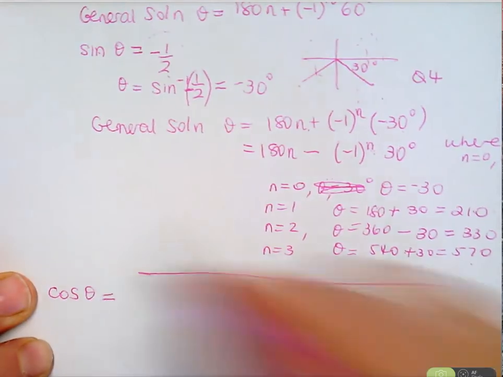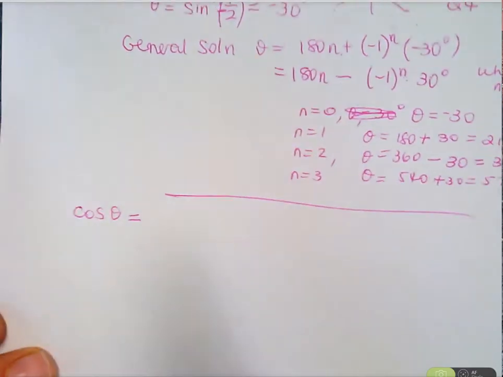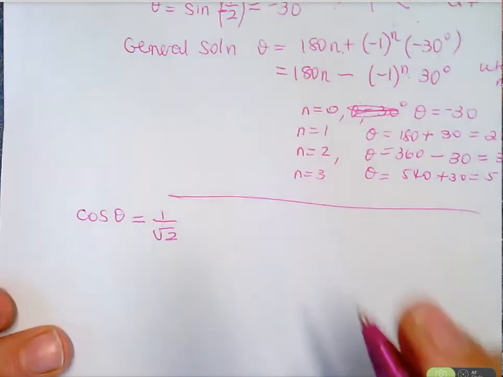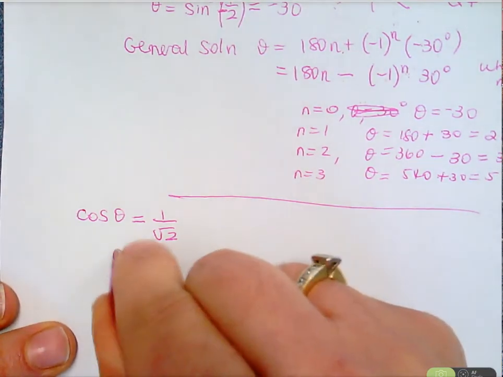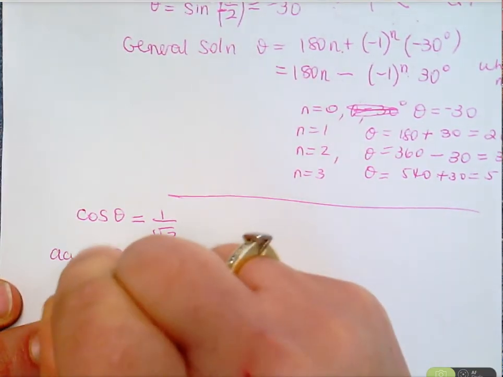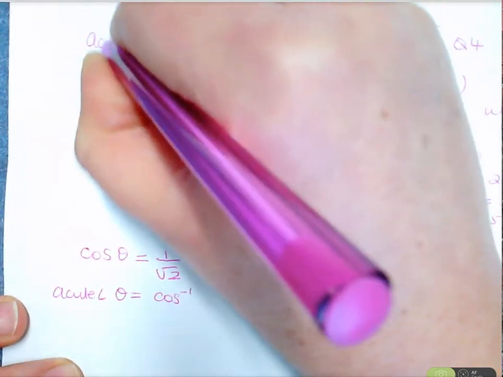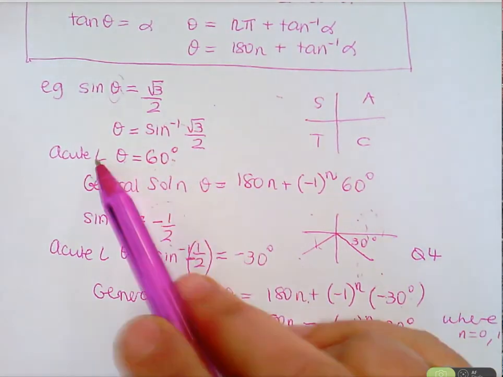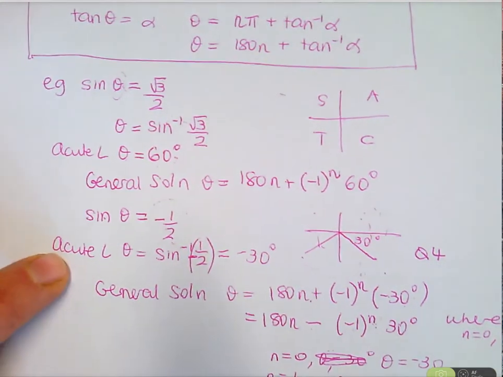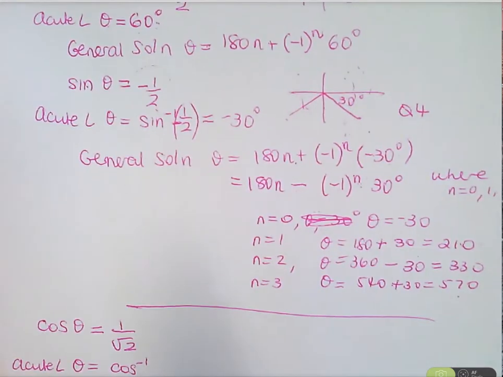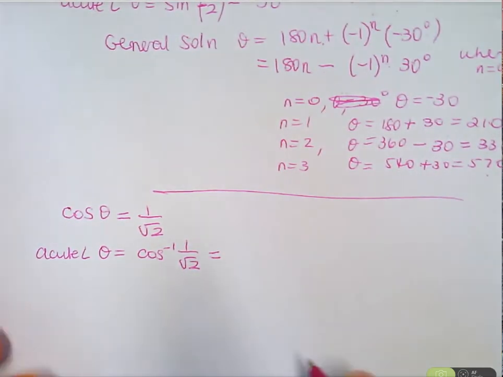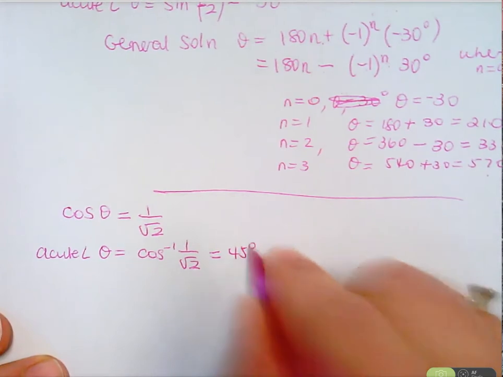Now, another example. Cos theta is 1 on root 2. We'll do some exacts. General solution. What's the acute angle? Theta is cos acute. You can write here acute angle. Do you know what I mean? So I should write acute angle for all these. Acute angle, cos to the minus 1 of 1 on root 2. You tell me, cos of what? Yeah, it's 45. Now that's positive.